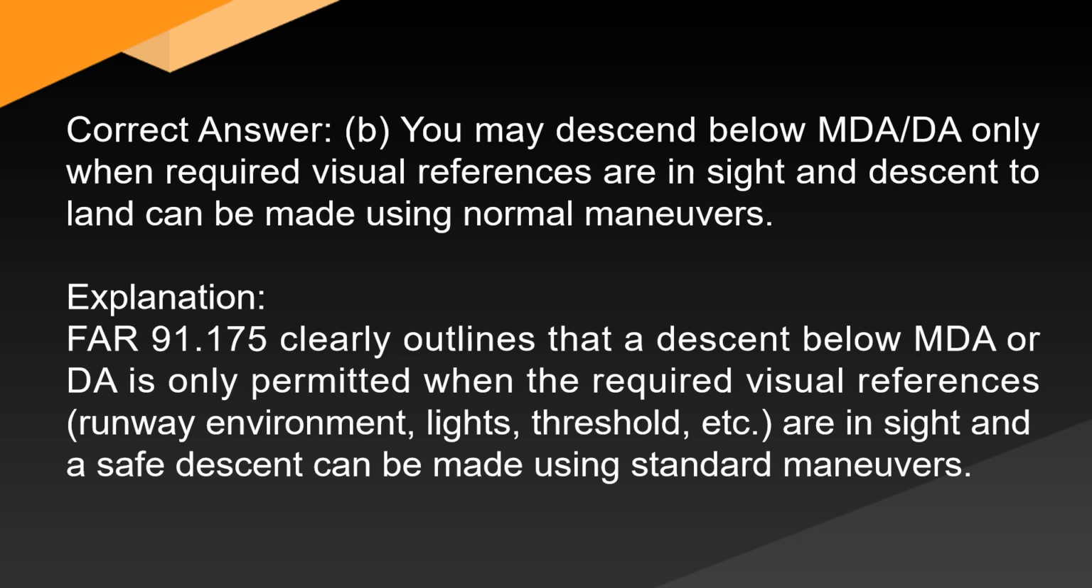Explanation: FAR 91.175 clearly outlines that a descent below MDA or DA is only permitted when the required visual references, runway environment, lights, threshold, etc., are in sight, and a safe descent can be made using standard maneuvers.